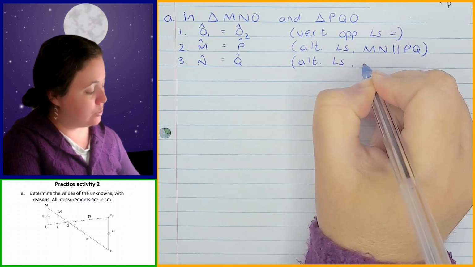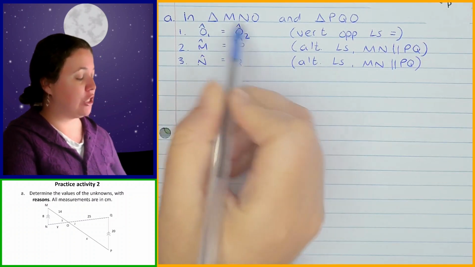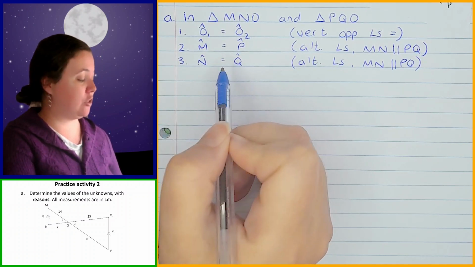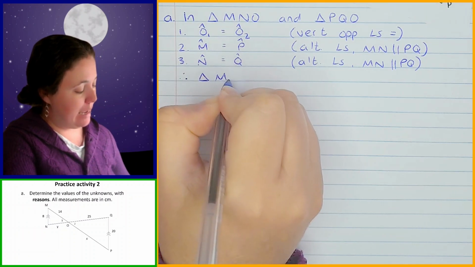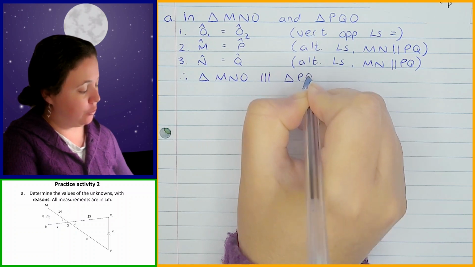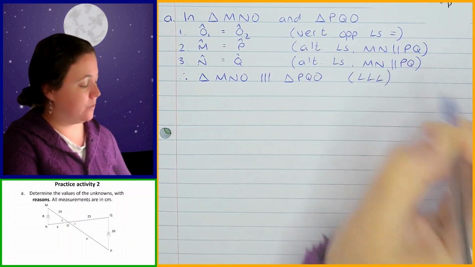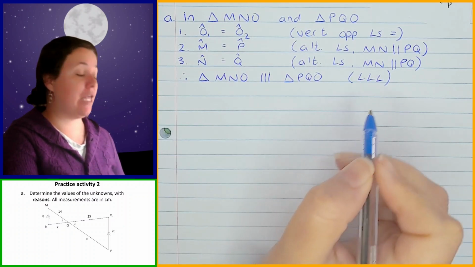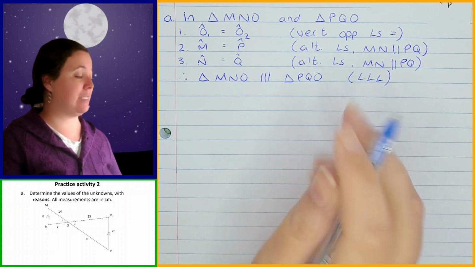So alternate angles with MN parallel to PQ. So now that I've got three pairs of angles that are equal, I can say therefore triangle MNO is similar to triangle PQO, and my reason is angle, angle, angle. Now that I know that they are similar, I can go and find the values of those unknowns.